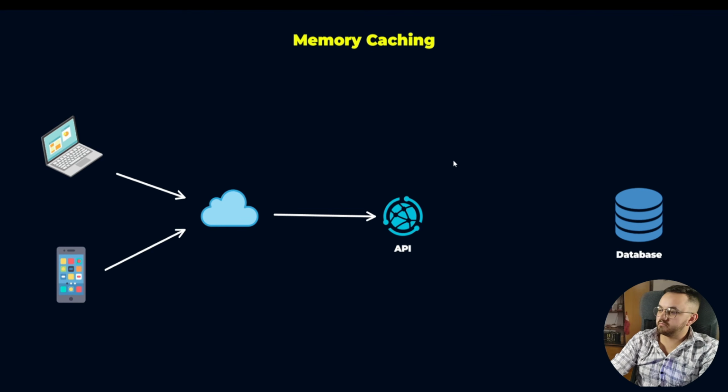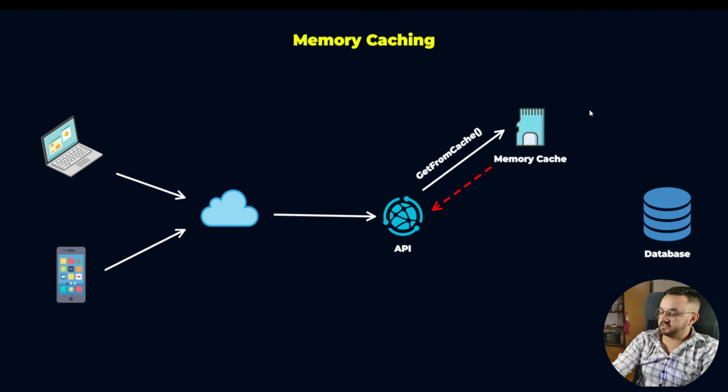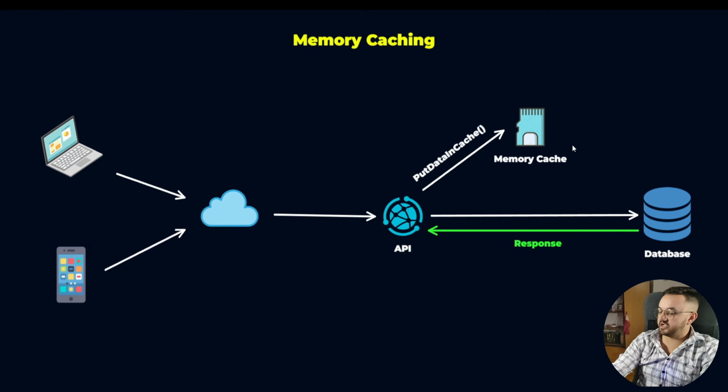We can introduce memory caching. Memory cache stores the data in server memory, and this is the reason why it's usually really fast. Most of the time, this memory is RAM. How does this work? Before the database is called, we will check whether the data we are looking for exists in the memory cache. If the data does not exist, we will call the database, return the data from the database, and after that we will put that data in the memory cache so that next time we can retrieve it from the cache instead of calling the database again. If the data exists, the data is instantly returned as a response and the database is not called at all.